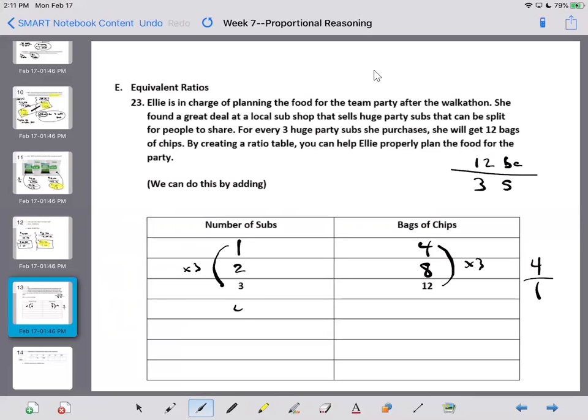Or I could say, what would it be for 4? Well, I also need to have a unit rate that's equivalent to 4 to 1. So that would have to be 16, because 16 divided by 4 would be 4 to 1. So what if I wanted 5? What if I wanted 10? What if I wanted 15?